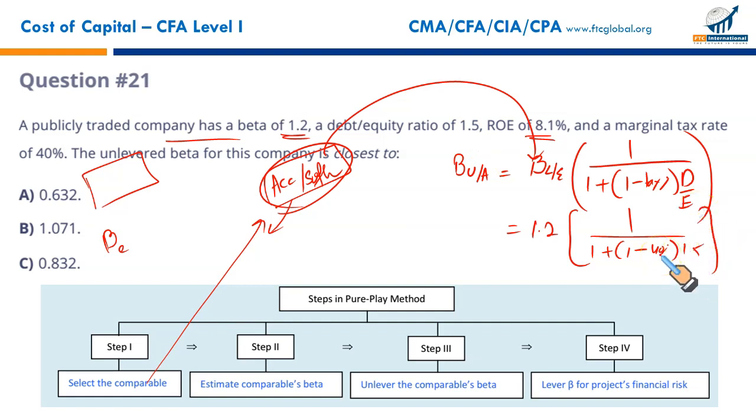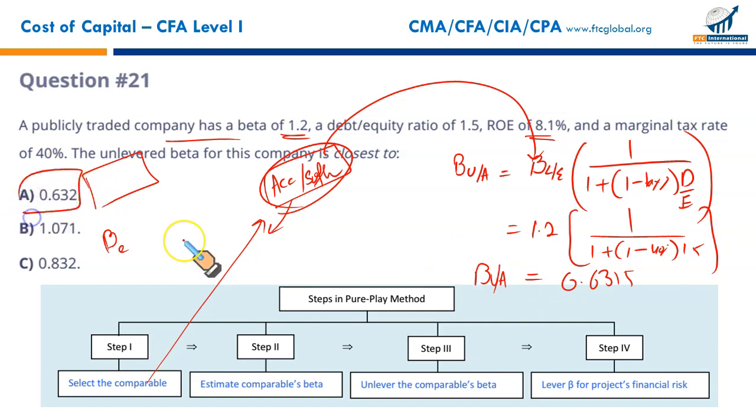I'm going to solve this all for you first. 1.5 times 0.60 plus 1, and take the reciprocal of this number and then multiply it with 1.2. It gives me 0.6315. This is the unlevered or asset beta, specific for this software development company. Done. You have got your result.